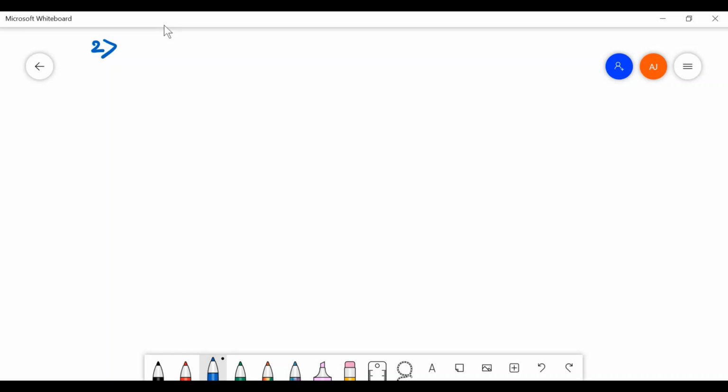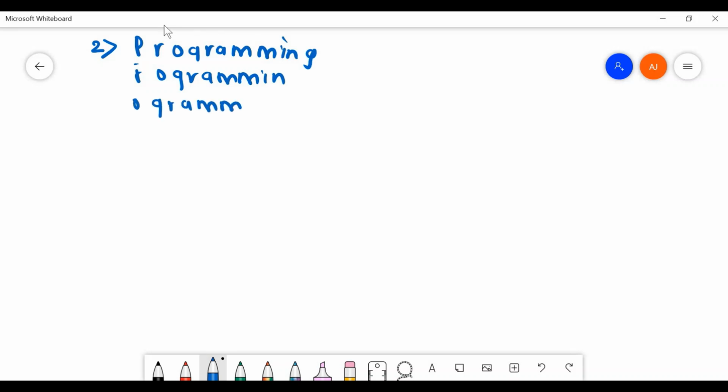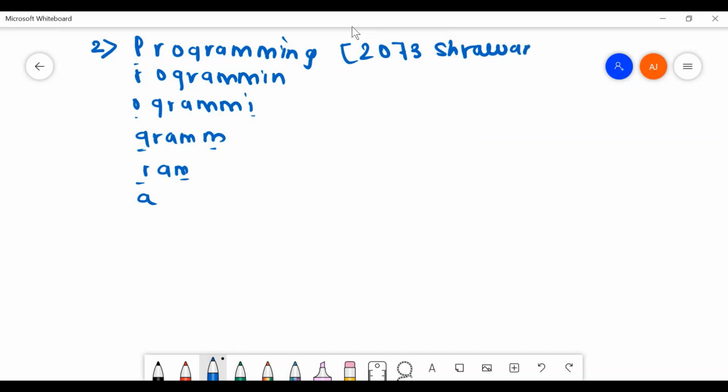Question number 2 is P R O G R A M M I N G, and what they have done is they have removed the initial and last part of both, so it becomes R O G R A M M I N, again first and last, so it becomes O G R A M M I, first and last, G R A M M, first and last, R A M, first and last, A. So this is the pattern you have to generate. And they have again asked not to use formatted input output, you have to use only unformatted input output. This question was asked in 2073 Shravan. It is one of the important questions. The concept is very easy.